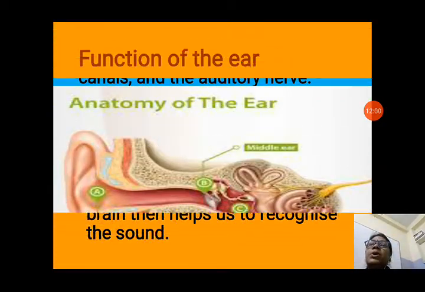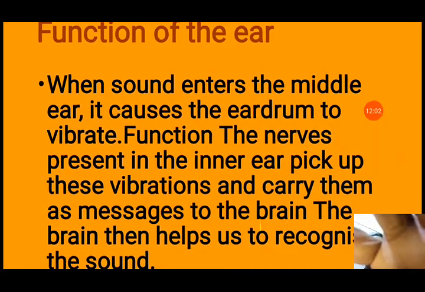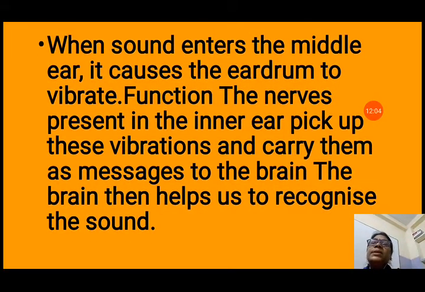Now let us see the function of the ear. When sound enters the middle ear, it causes the eardrum to vibrate. The nerves present in the inner ear, the auditory nerves, pick up this vibration and carry it as a message to the brain.